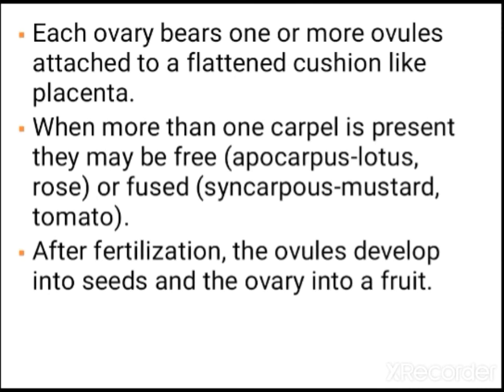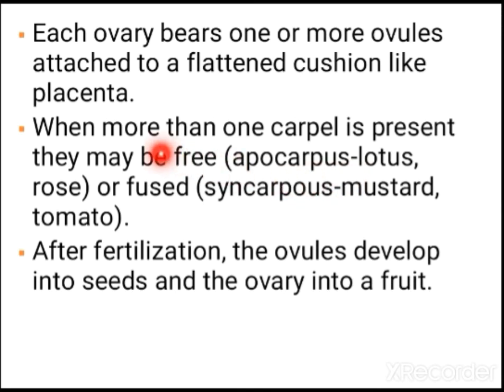Each ovary bears one or more ovules. In the case of mango, only one seed is there. If you go for pea, more than one ovule is there. All these ovules are attached to a flattened structure called the placenta. By means of this placenta, they get nutrition from the mother plant.